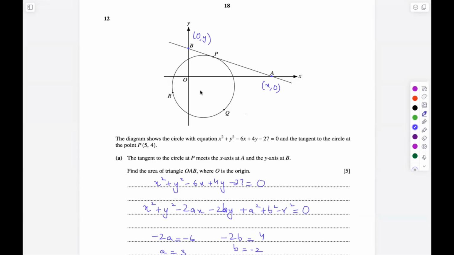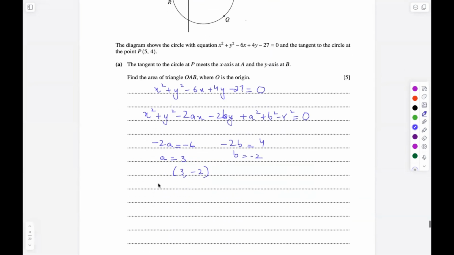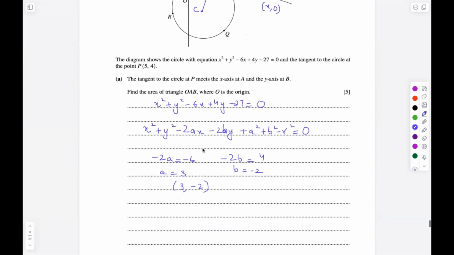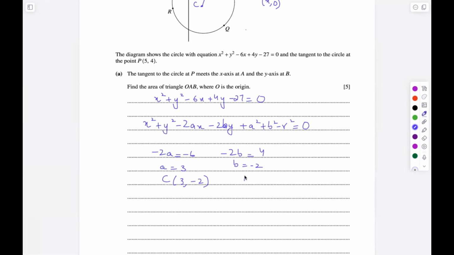Now as we have the coordinates of the center, which is (3, minus 2), if we can find the gradient of CP, the gradient of AB will be the negative reciprocal. So we already have the coordinates of P. This is C, and the coordinates of P are (5, 4).